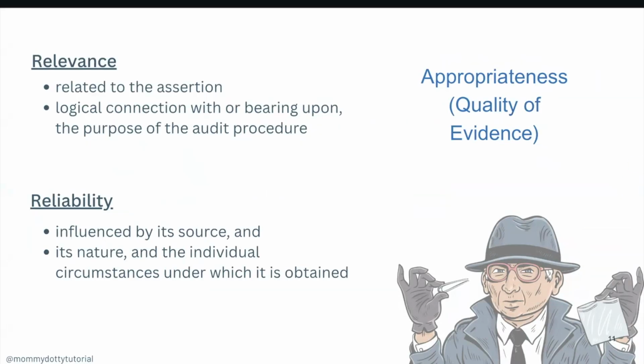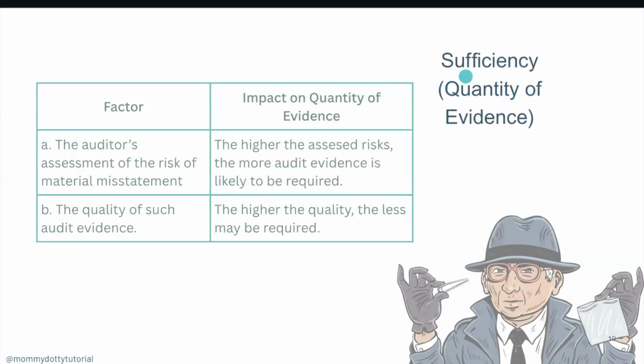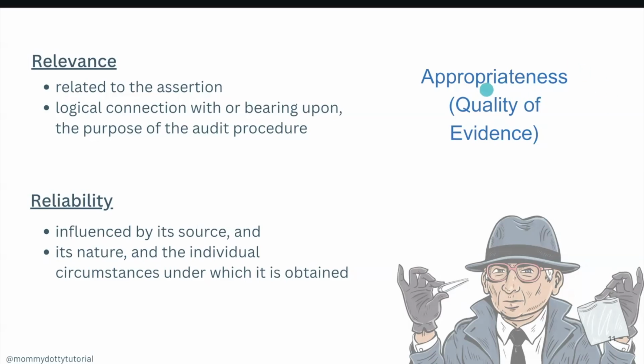The second determinant of persuasiveness of audit evidence is appropriateness. It is the measure of the quality of audit evidence. So before it was sufficiency or the quantity, this one is appropriateness. The word appropriate means quality. Quality is determined by its relevance and reliability in providing support for the conclusions on which the auditor's opinion is based. Let's discuss first the relevance.